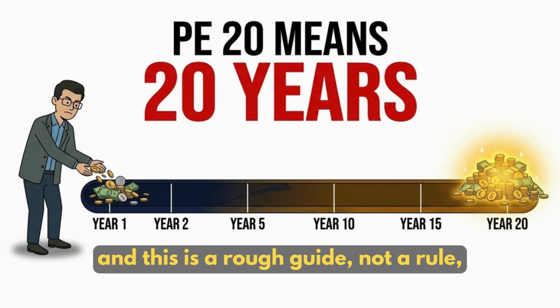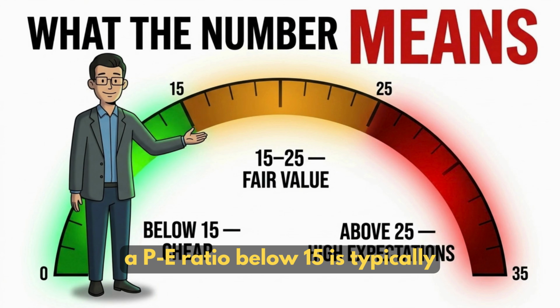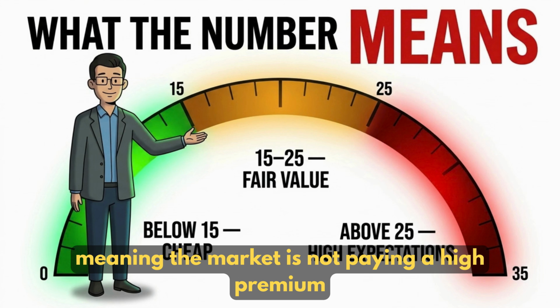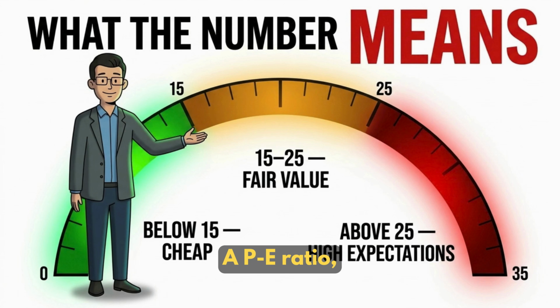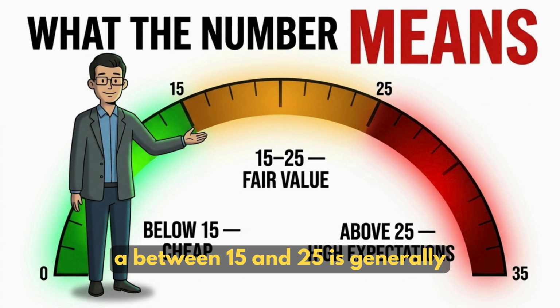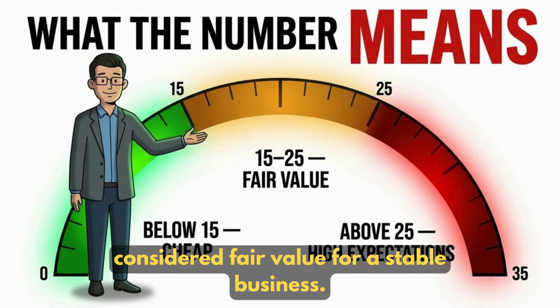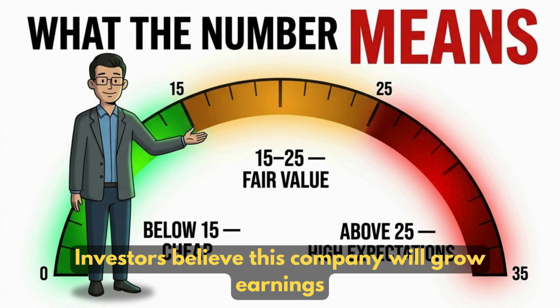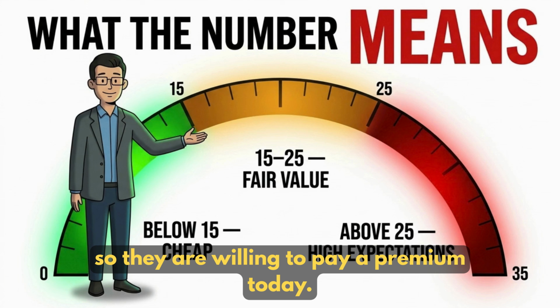In general, and this is a rough guide, not a rule, a P/E ratio below 15 is typically considered low or cheap, meaning the market is not paying a high premium for the company's earnings. A P/E ratio between 15 and 25 is generally considered fair value for a stable business. A P/E ratio above 25 or 30 often signals high expectations. Investors believe this company will grow earnings significantly in the future, so they are willing to pay a premium today.